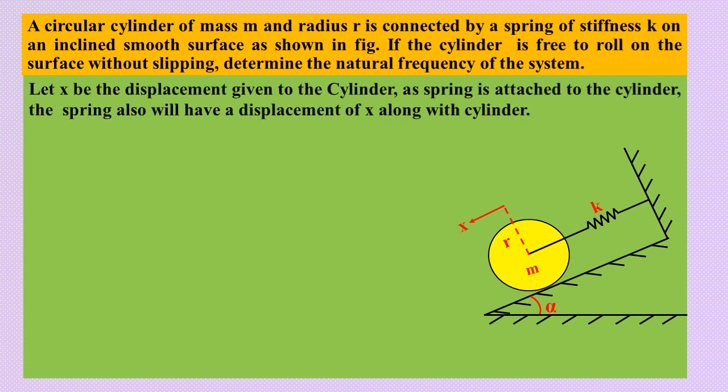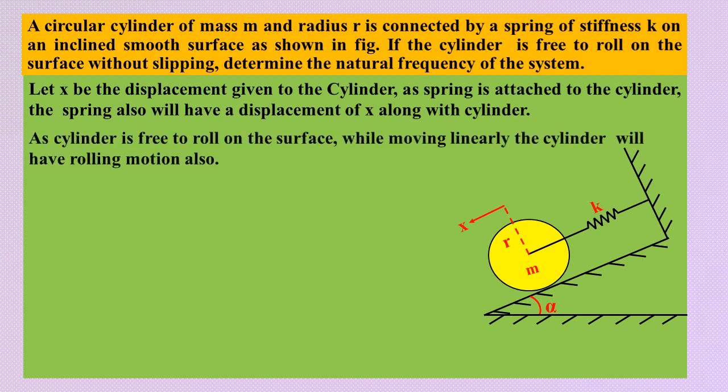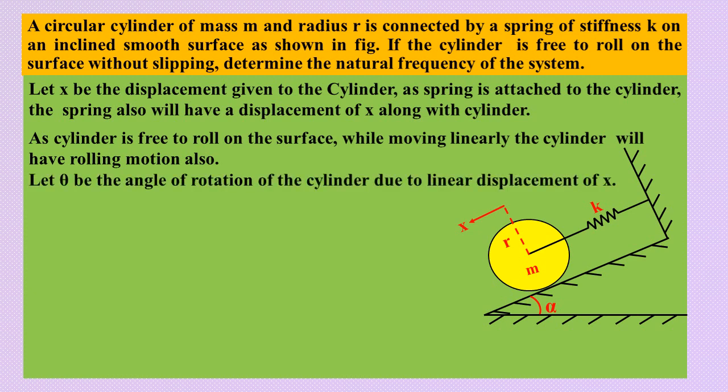Let x be the displacement given to the cylinder. As the spring is attached to the cylinder, the spring also will have a displacement of x along with the cylinder. As the cylinder is free to roll on the surface, while moving linearly, the cylinder will have rolling motion also. Let theta be the angular rotation of the cylinder due to linear displacement of x. It implies linear displacement x is equal to r theta.